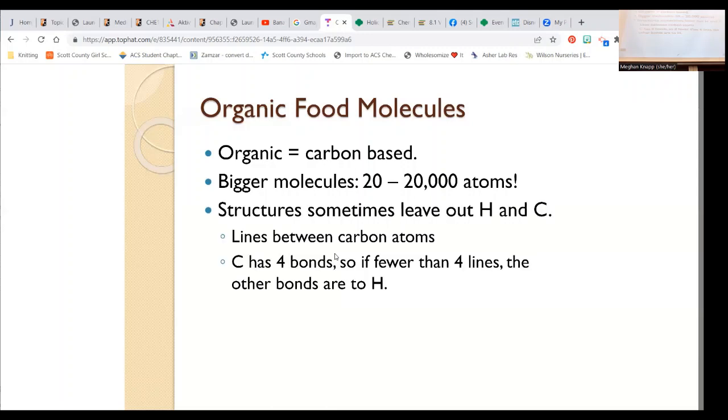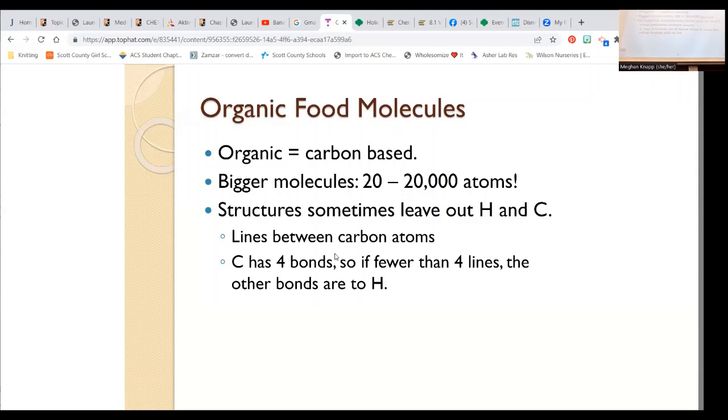Okay, so I'm going to briefly describe this. If you want to look at it a little bit further, Interchapter 1 describes in more detail how you get from showing all of the atoms to showing these line structures. But because there are so many atoms, if you have 20,000 atoms, you obviously don't want to draw them all. And even 20 atoms is a lot to draw. We leave out the hydrogens and the carbons. So what we do is we draw lines, and the lines are showing connections between carbon atoms.